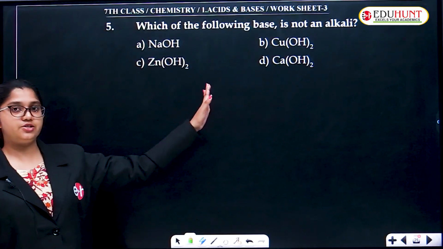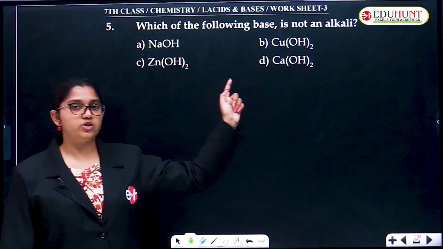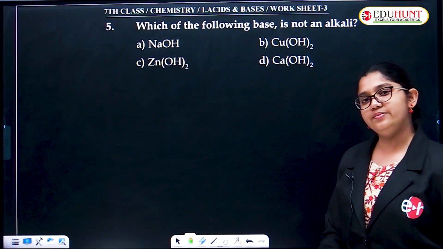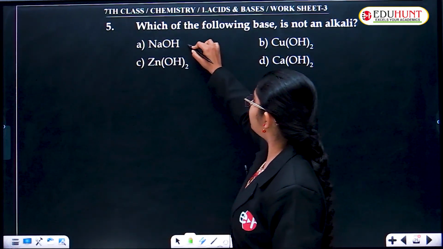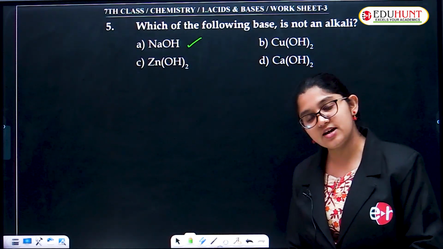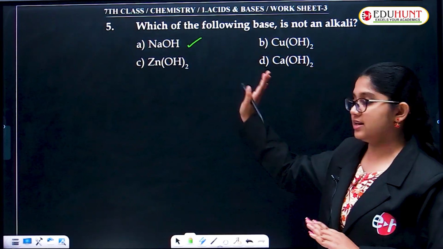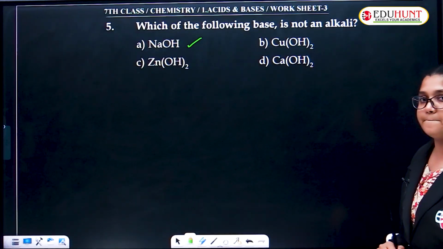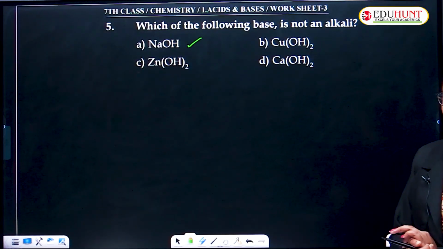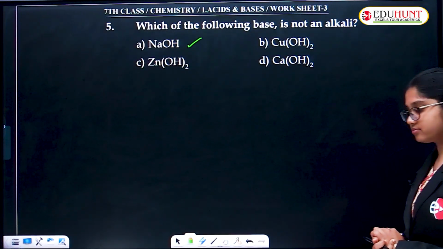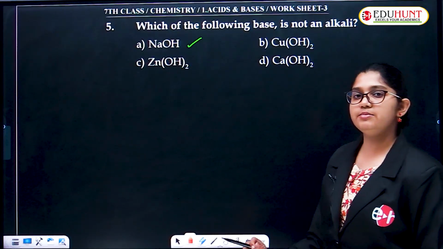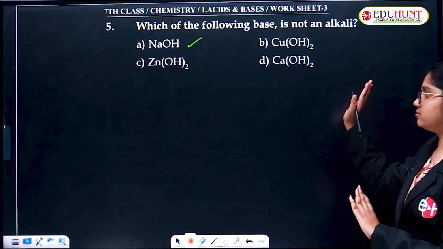See, we have 4 options. The first one is NaOH. What is the name of NaOH? Sodium hydroxide. Do you think it is an alkali? Yes, absolutely. Because when NaOH dissolves in water it furnishes OH minus ions. So it is considered an alkali. Then what about B, copper hydroxide? Copper(II) hydroxide. Do you think it is an alkali? Yes or no? Tell me. Okay, you don't know, leave it aside.